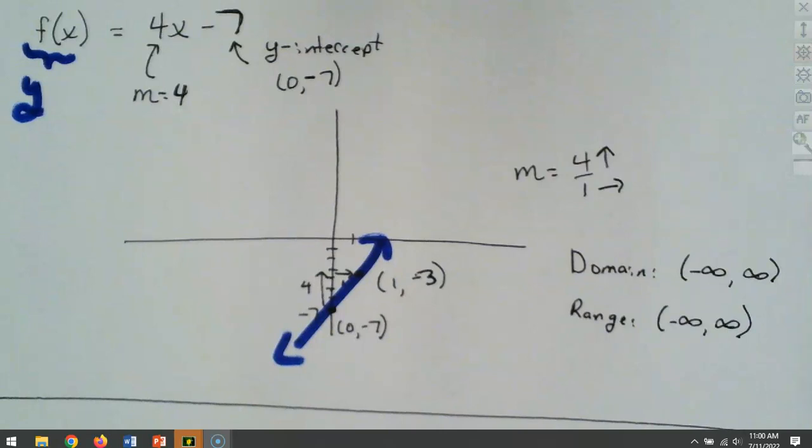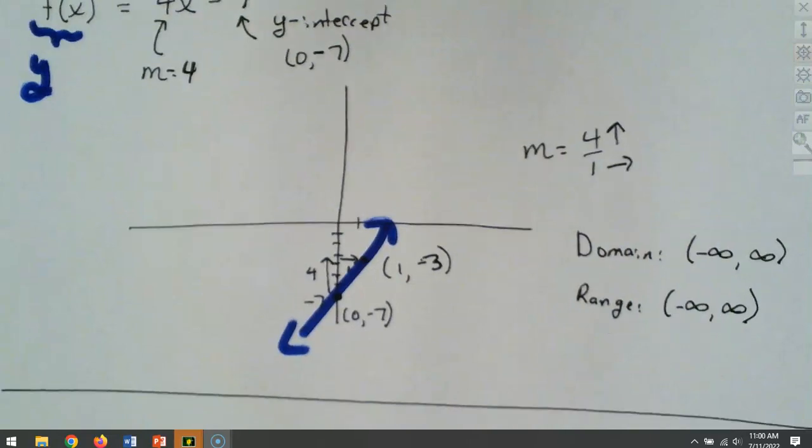So let's do a couple more of these. Then we'll talk about how to find your slope when you're given 2 ordered pairs.